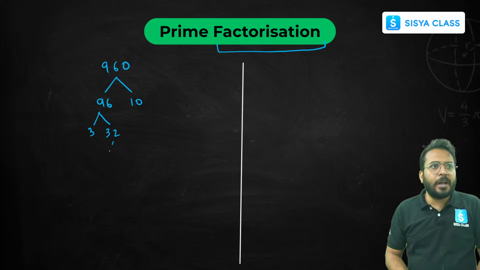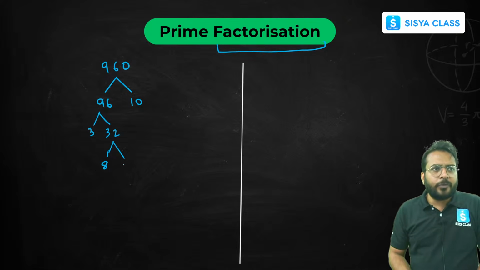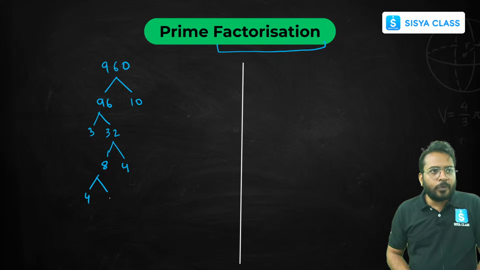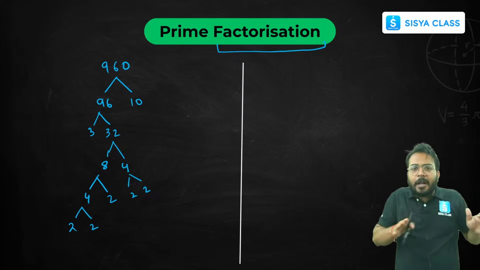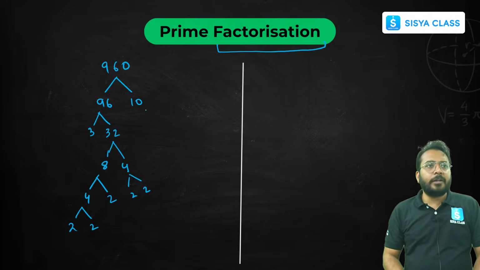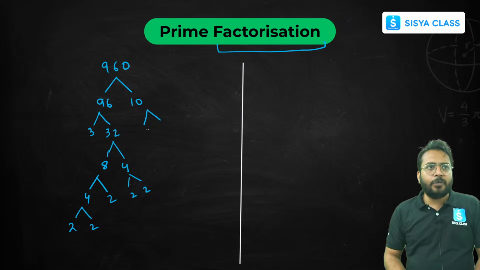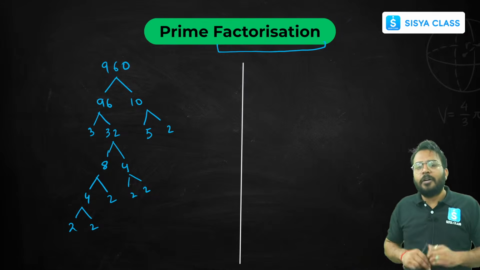Now further we are going to split our 32. How can we split 32? 32 can be split as 8 into 4, and further 8 can be split as 4 into 2, and further 4 can be split as 2 into 2, yes or no? And here also 4 can be split as 2 into 2. That means this part 96 we have split. Now for the 10, we can write it as 5 into 2, and 5 and 2 both are prime numbers, so further we can't split 5 and 2.